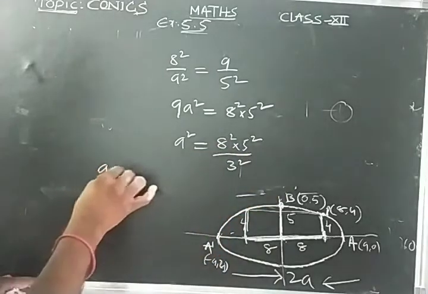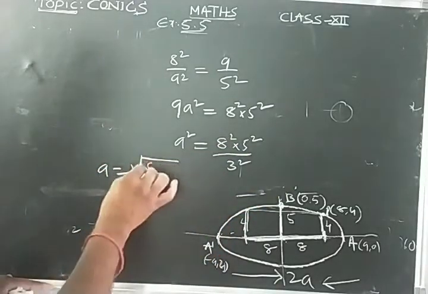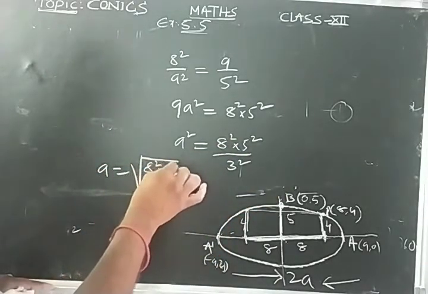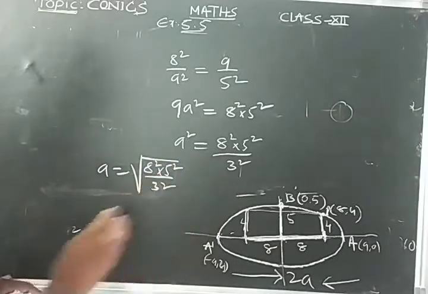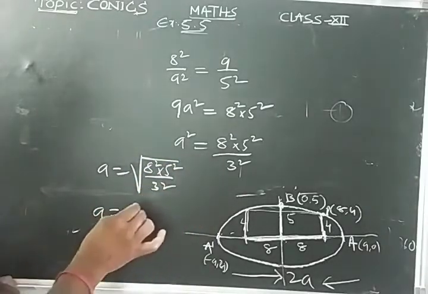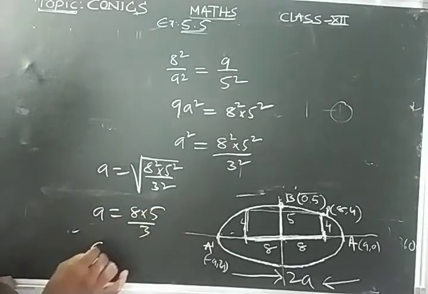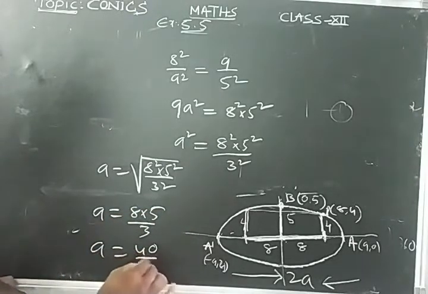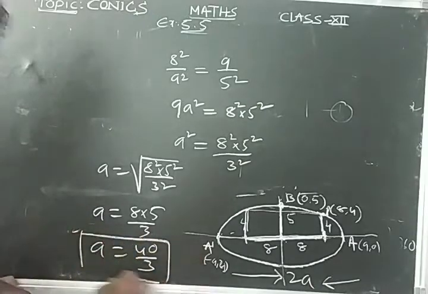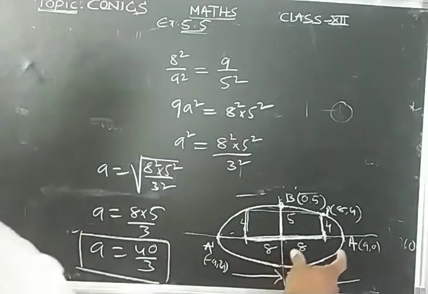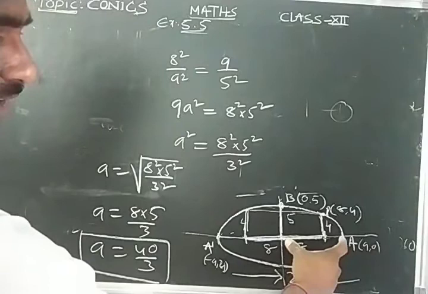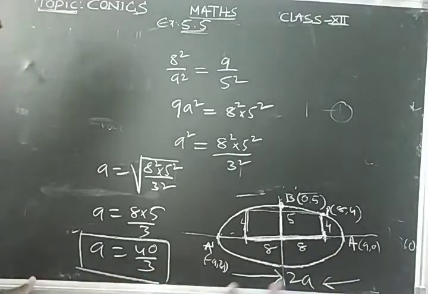Now a is equal to what? Square root of 8 square into 5 square by 3 square. A is equal to 8 into 5 by 3. A is 40 by 3. But A is half of the width of the elliptic section, and we need twice of A. So now we are going to find 2A.